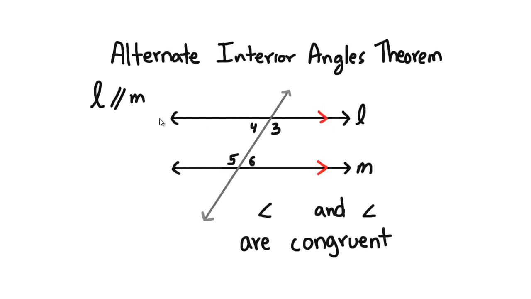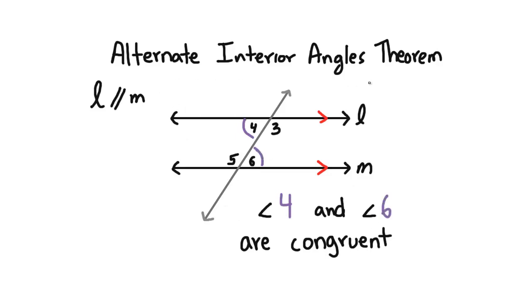Alright, so let's continue with our scenario. We have two lines that are parallel, L and M, and we have the transversal cutting through. And now we can look at the alternate interior angles theorem. So if you have two lines that are parallel and you have the transversal, then you create alternate interior angles. So the first one we're going to look at will be angle 4 and angle 6.